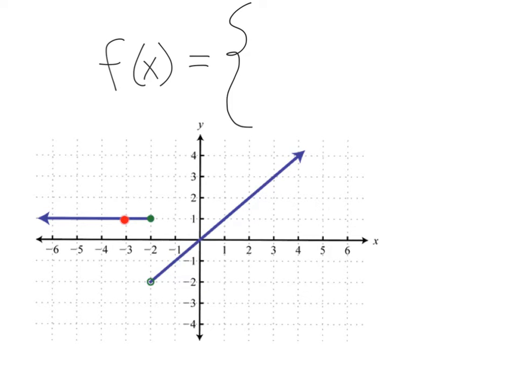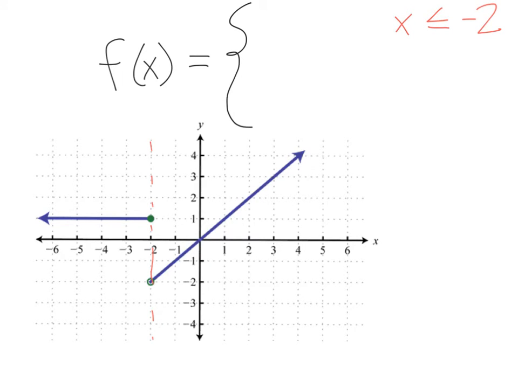The first piece of my function, it looks like it's going to the left of where that center is. So since it's going to the left, that means that my x's are less than -2. And this is a point that is filled in, so it's actually less than or equal to. So for the first one, I'm going to say x is less than or equal to -2.